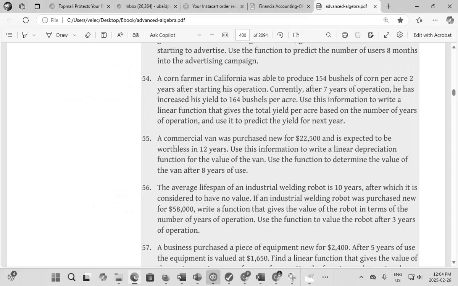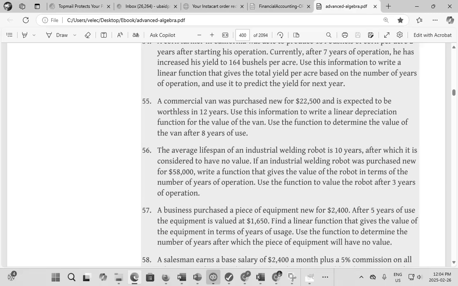All right, moving forward. The average lifespan of an industrial welding robot is 10 years, after which it is considered to have no value. If an industrial welding robot was purchased new for 58,000, write a function that gives the value of the robot in terms of the number of years of operation.